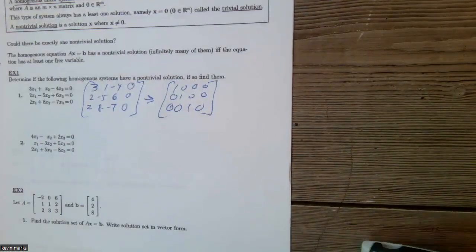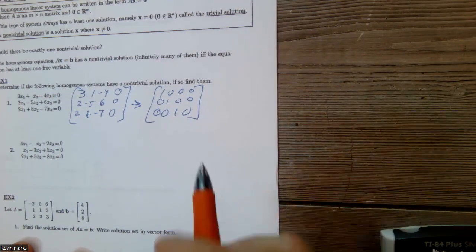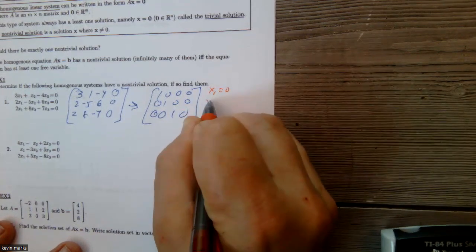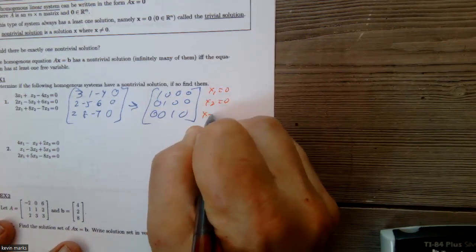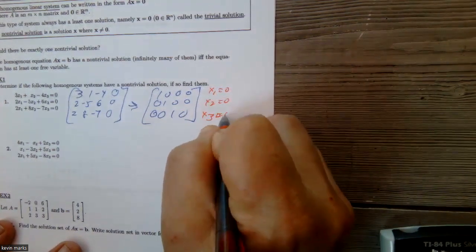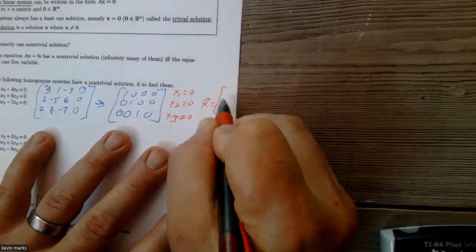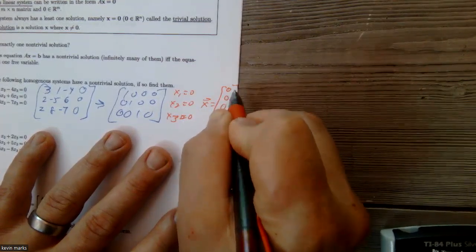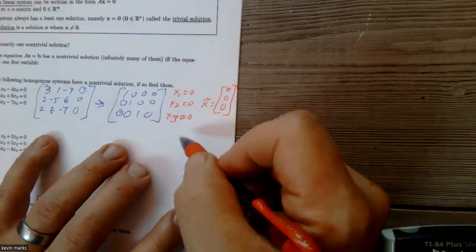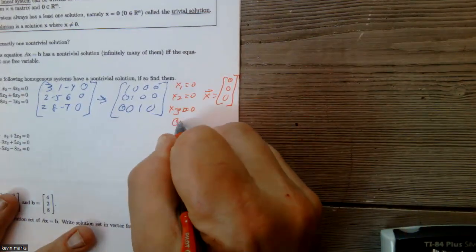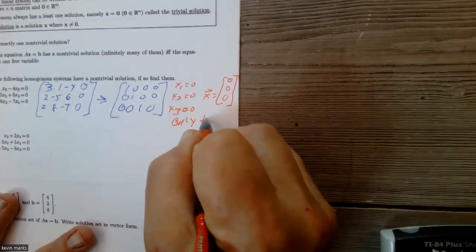So what does this mean? Technically, you could read this off as saying x1 is indeed 0, x2 is indeed 0, x3 is indeed 0. Or you could write it as a vector, the vector 0, 0, 0. Whether you think of it as three different variables or one vector, the whole point here is you're going to get only the trivial solution.